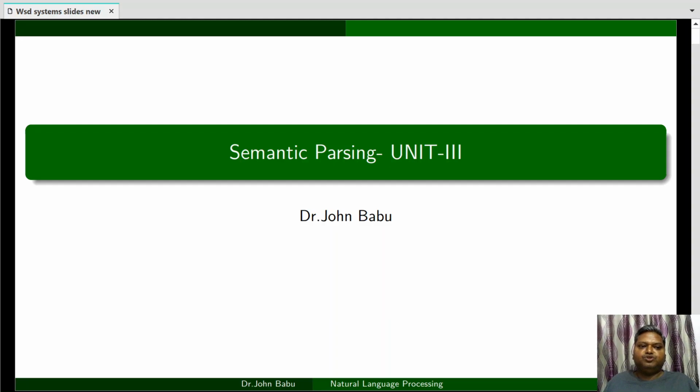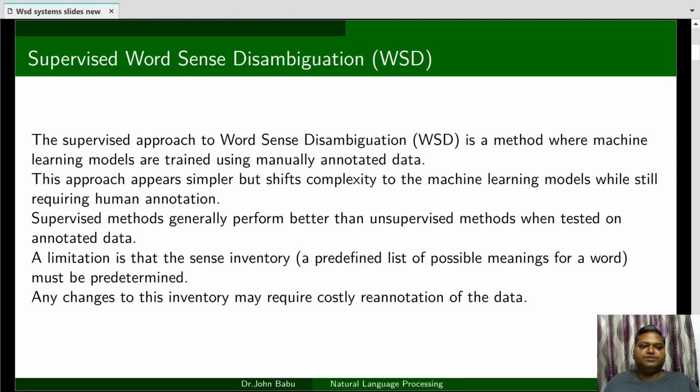There, we talked about rule based or knowledge based systems, and we talked about the LESK algorithm and how that algorithm is used for resolving the ambiguity of the word sense. Now let us see the second type of the systems used for word sense disambiguation. Those are supervised word sense disambiguation.